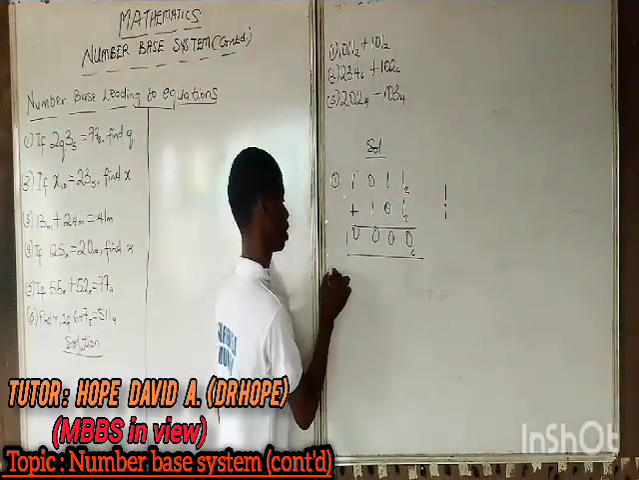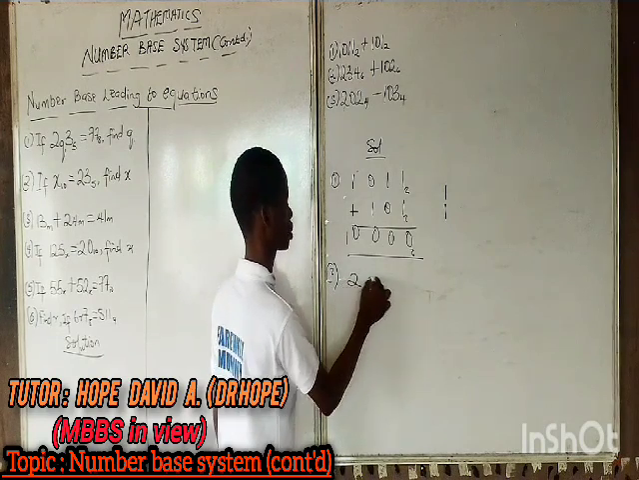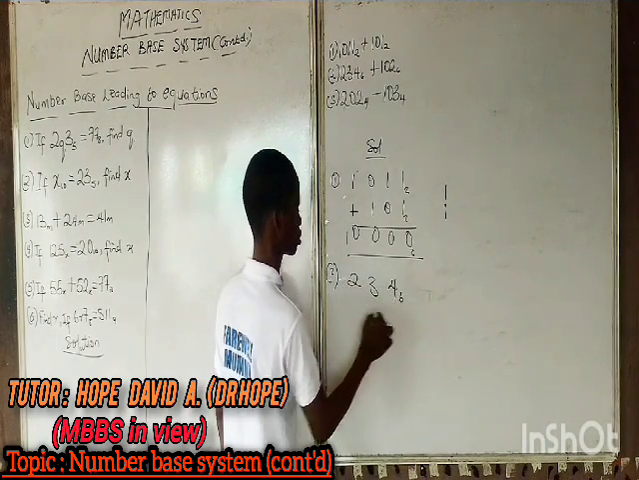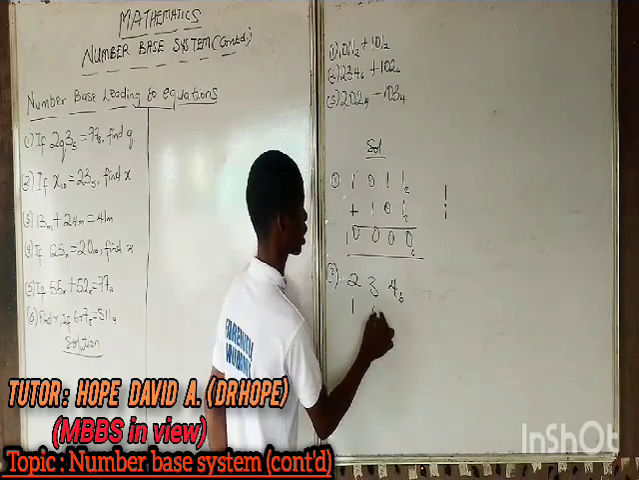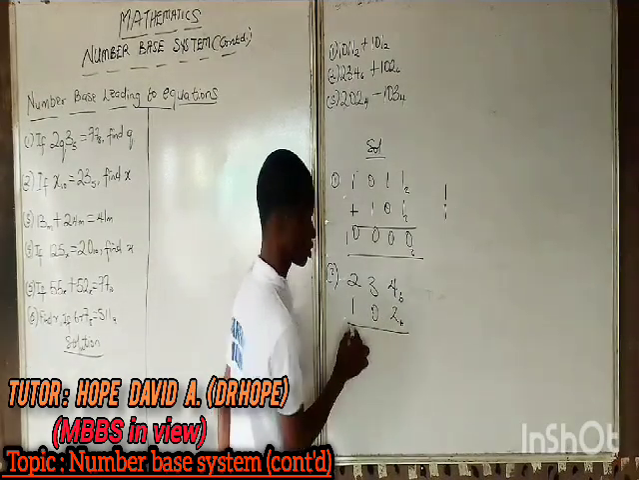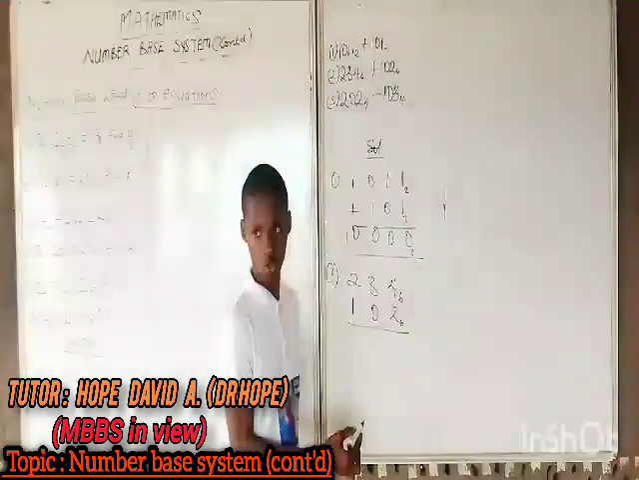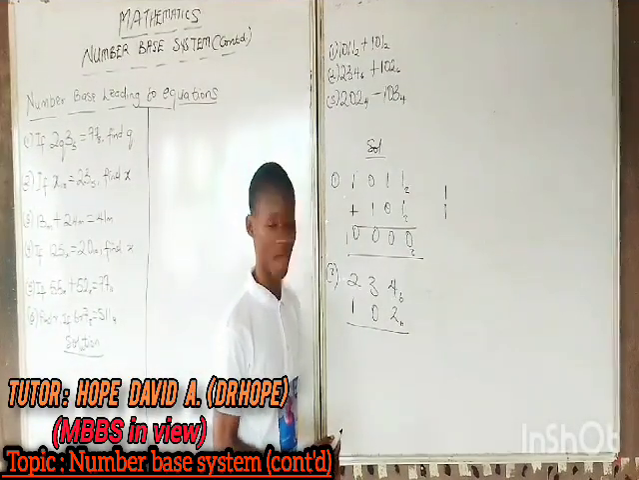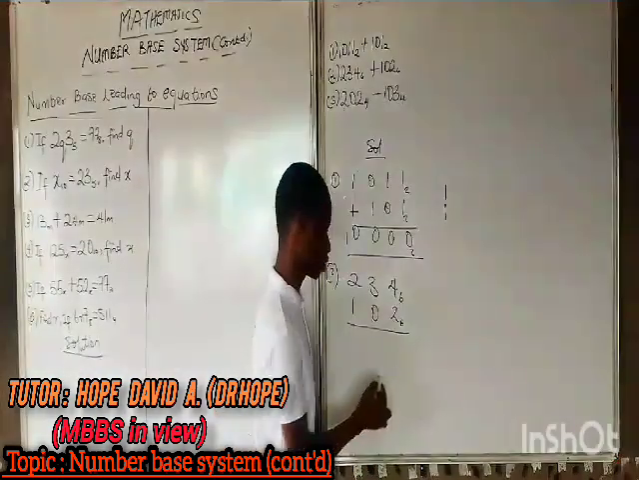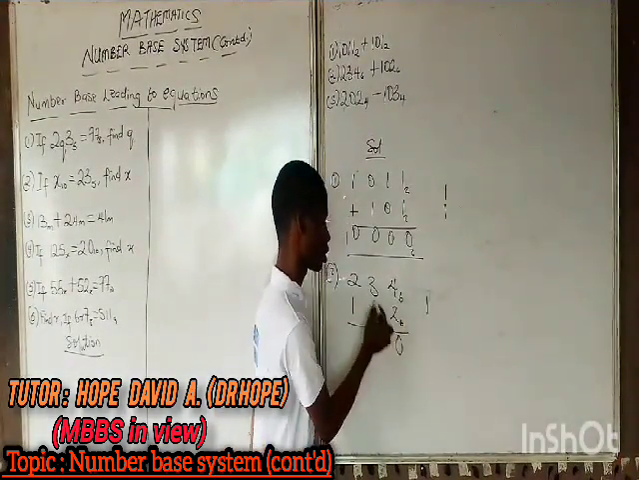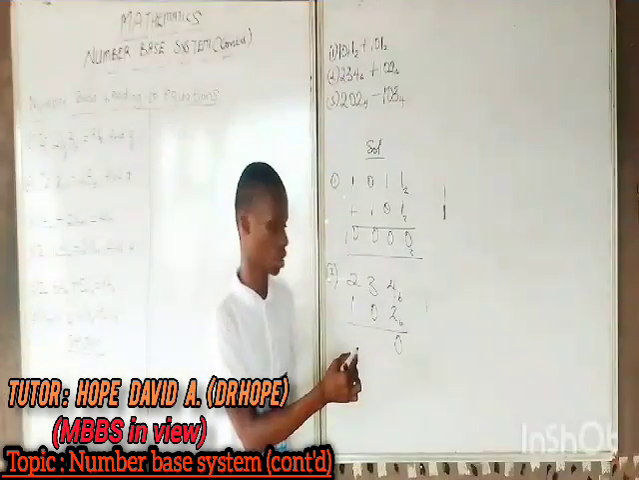Now for the second one, we add 234 base 6 to 102 base 6. Are we together? 4 plus 2 is 6. 6 divided by 6 is 1 remainder 0, so we write down 0 and carry 1. 3 plus 0 is 3. 3 plus 1 is 4.